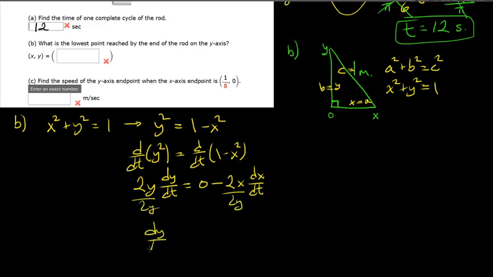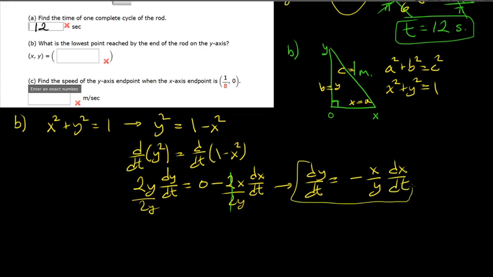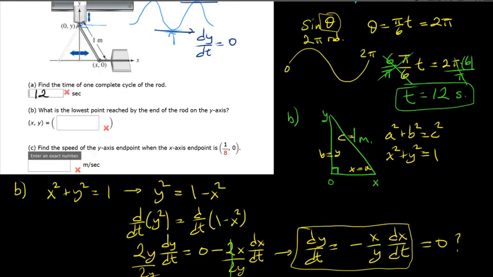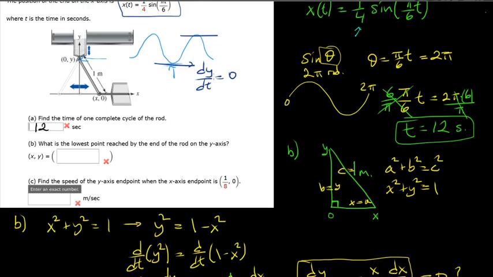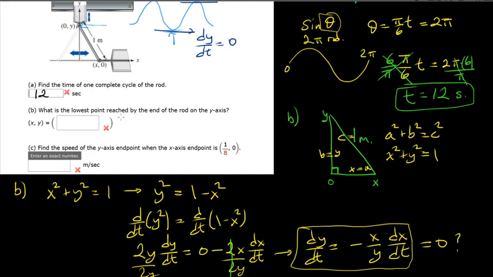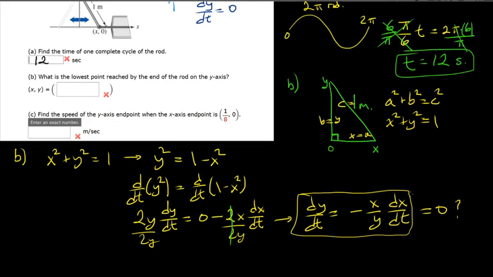So the derivative of y, I need space here, so I'll write it over here. The derivative of y is equal to negative x over y times the derivative of x. I canceled the 2's here; 2 divided by 2 is 1. Okay, so we want to know where that's equal to 0, because that's what happens at the lowest point. Well, it also happens at the highest point, but we'll have to figure out which one it is later.